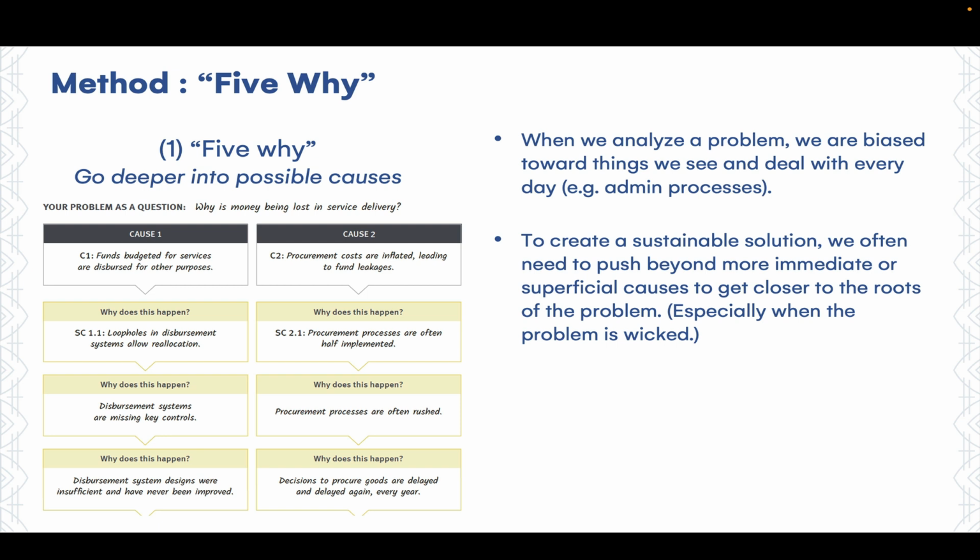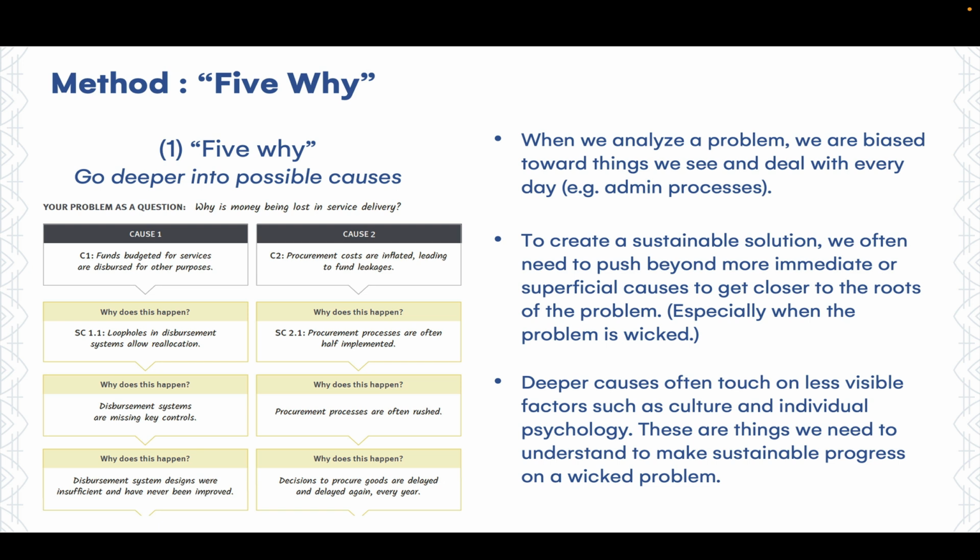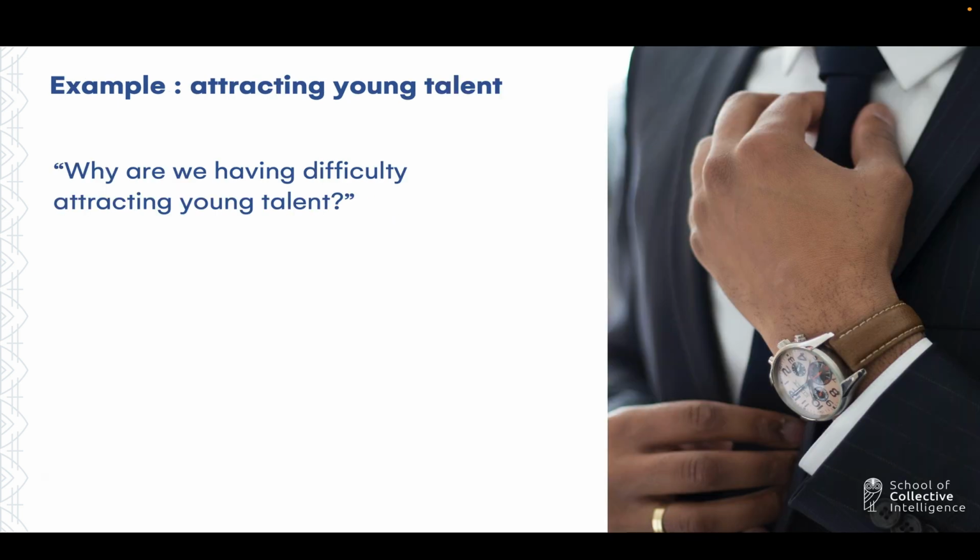And this is especially important when the problem is wicked, when there are lots of different perspectives, when it touches on things like motivation, identity, culture. These deeper causes are often less visible, things like culture, psychology, motivation, identity. But these are things that are really important to understand if we're going to make progress, build support, move forward together on a wicked problem. And we've seen with this question of recruitment, there are lots of different perspectives on this problem, and probably not one simple all-in-one solution.